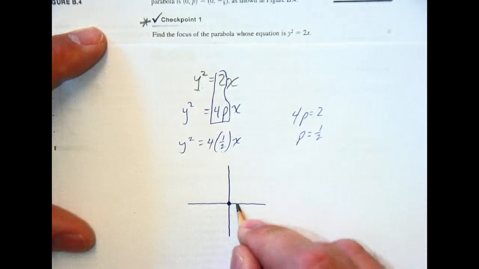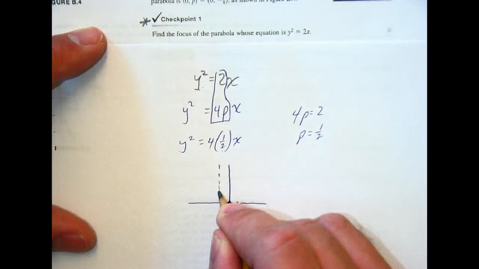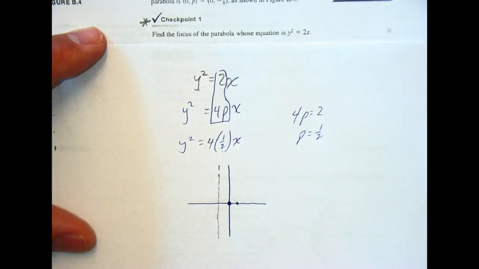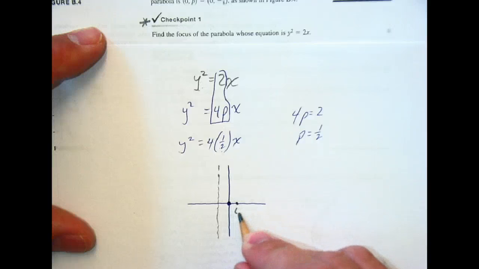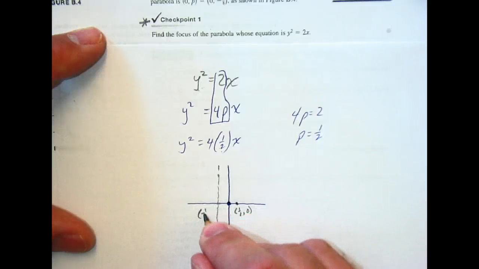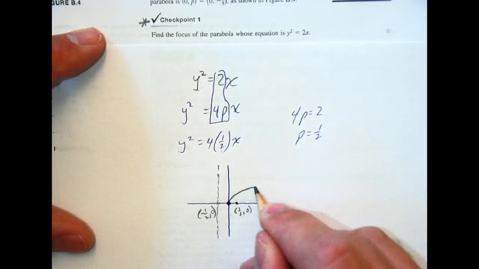My focus would actually be at this point right there, and my directrix would be out here. So this would be my focus. It would be 1/2, at the ordered pair 1/2, 0. And my directrix would be at -1/2, 0. And my graph would open this way.